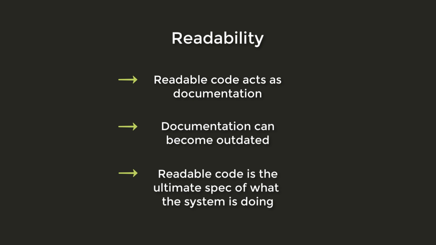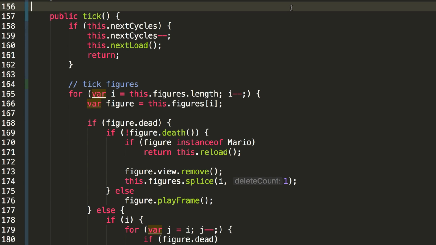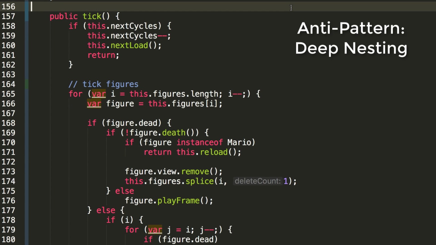There are a number of readability anti-patterns and goals. Let's talk about a few of them by looking at some concrete code examples. The first anti-pattern is deep nesting. So let's go back to look at the level tick method to take a peek at this.